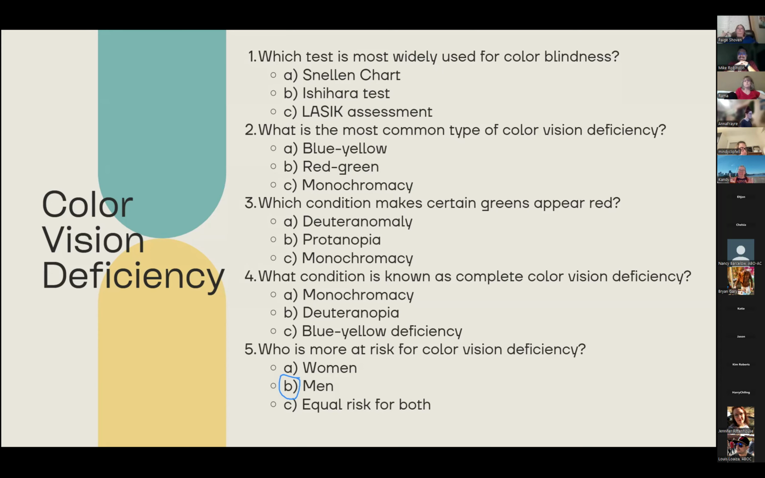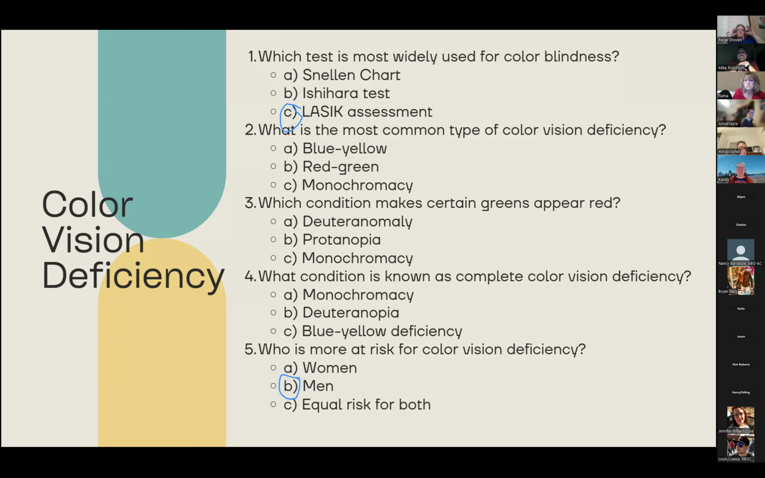So, color deficiency. Which test is most widely used for color blindness? A, the Snellen chart. Did we go over this? B, the Ishihara test. C, LASIK assessment. Someone say C. No. The bees have it. Number 2. Thanks, Harry. You got me.